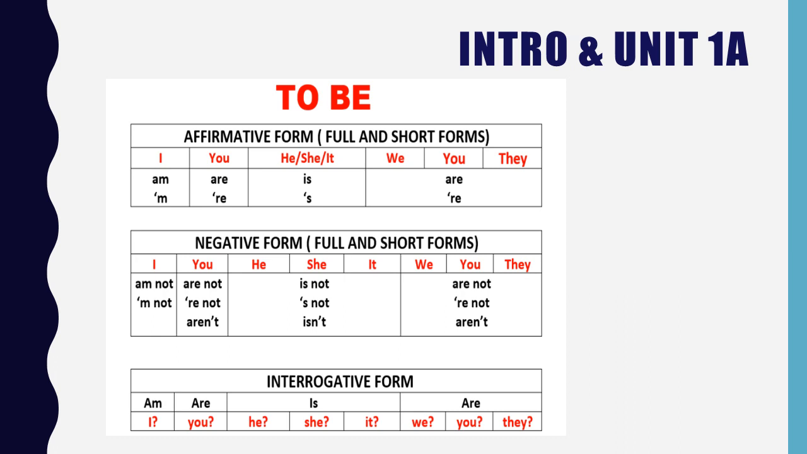Notice that in these charts we have 2 times you. That is because the first you refers to only one person. It is the singular form of you. And the second you refers to a group of people. It is the plural form. Later on, we are going to analyze the interrogative form in the next slides.